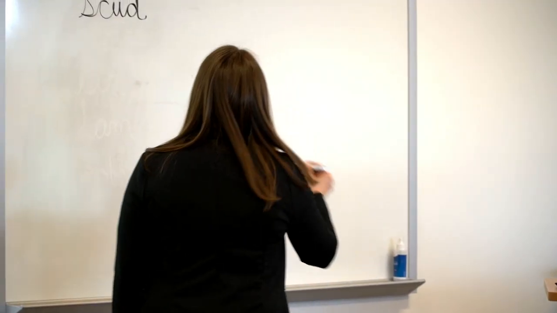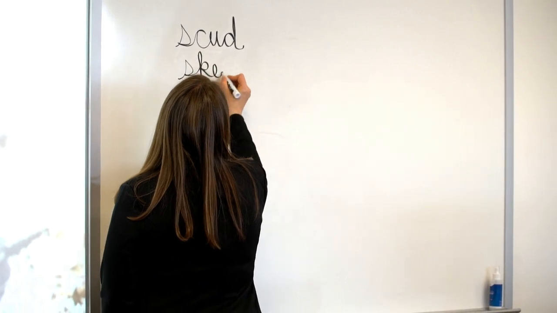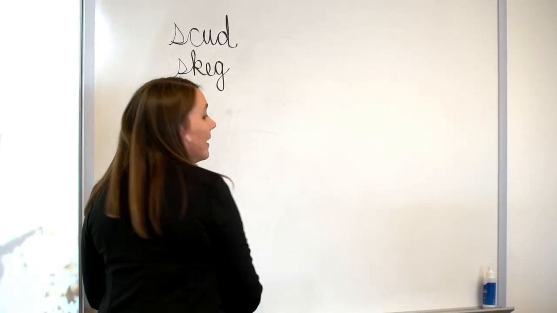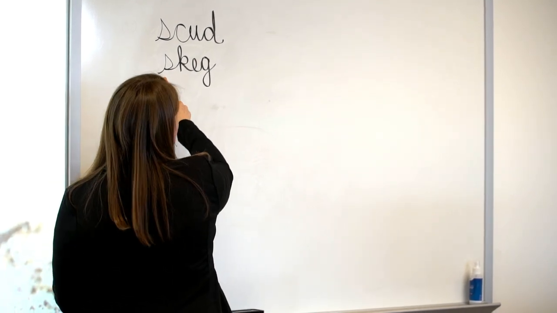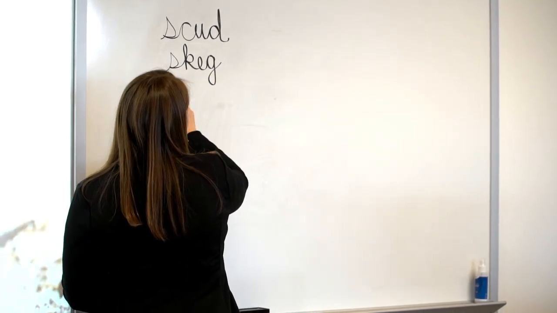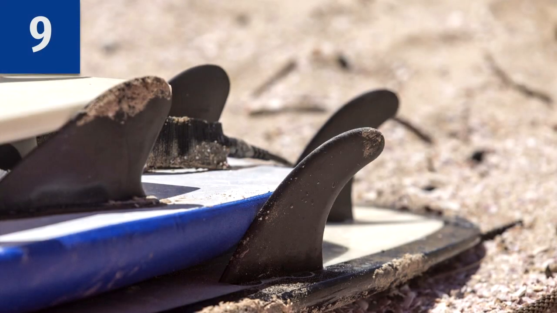And then help me write it. S-k-e-g. And then is there anything to mark? Nope. So let's sound it out. S-k-e-g. Skeg. What is a skeg? Yeah, that fin. Rudder. All right. The last word is kench.